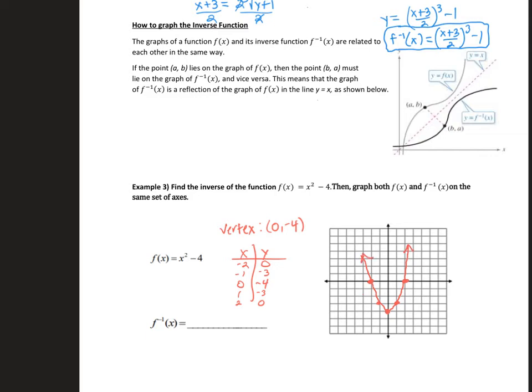Now to find the inverse function, we're going to go ahead and write this as y equals x squared minus 4. And I'm going to switch x and y. And now I need to solve for y, so I have x plus 4 equals y squared. Take the square root, and we get y equals plus or minus the square root of x plus 4.